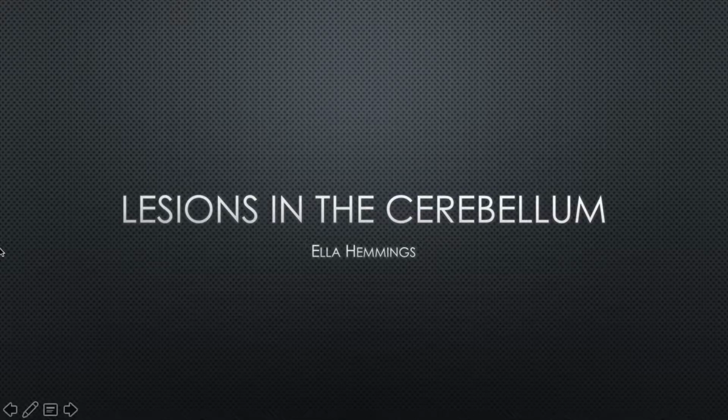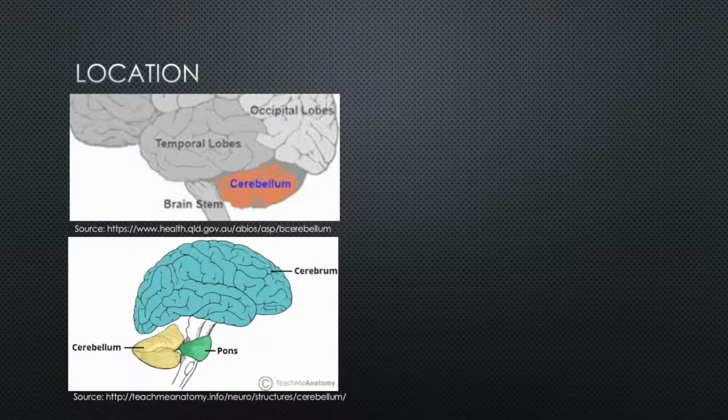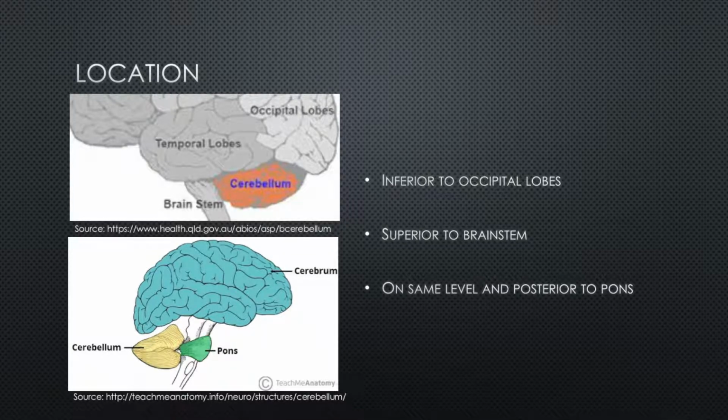This presentation will include an overview of the location, structure, and function of the cerebellum, as well as examples of what can cause lesions in this area of the brain, the effects these lesions have, and the neuroplasticity of the brain. The cerebellum is located at the back and bottom of the brain, immediately inferior to the occipital lobes, superior to the brain stem, and on the same level, only posterior to the pons.